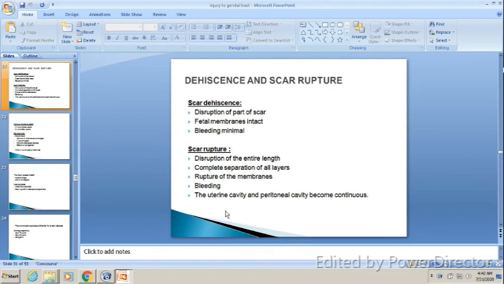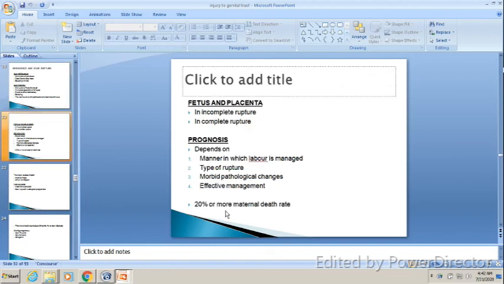Scar rupture: disruption of the entire length, complete separation of all layers, rupture of the membrane, bleeding, and the uterine cavity and peritoneal cavity become continuous. In incomplete rupture, the fetus and placenta can remain intact, but in complete rupture, the fetus and placenta come outside the uterus into the abdomen and the baby usually dies. If you deliver within 5 minutes, the baby can survive, but if it is more than 5 minutes, the baby will not survive. Prognosis depends on the manner in which labor is managed, type of rupture, morbid pathological changes and effective management.